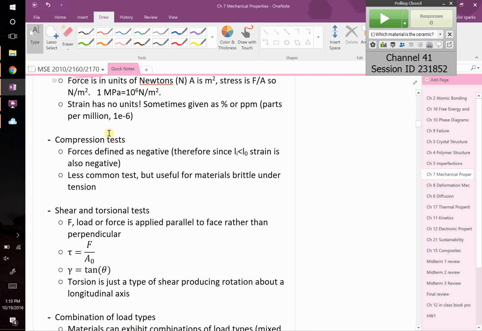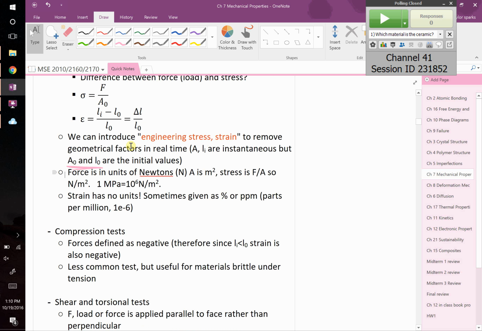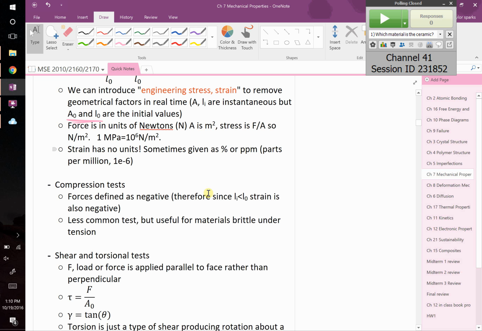Strain has no units, right? If you go back to strain, it was just change in length, so like 1 centimeter minus half a centimeter is still units of centimeters, divided by our initial length, centimeter. Centimeters cancel out, so there's no units. So sometimes it's given as a percent or as a parts per million, but it should have no units, right?